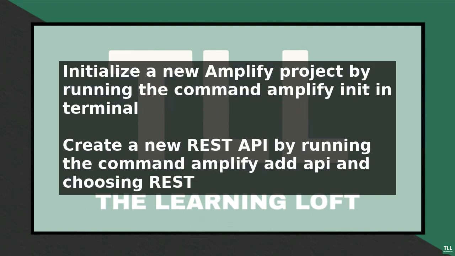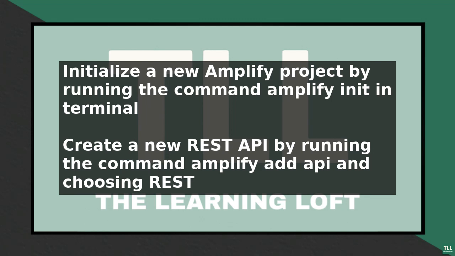Next, create a new REST API by running the command amplify add api. This will prompt you to choose the type of API you want to create, such as REST or GraphQL. Choose REST and follow the prompts to configure your API.